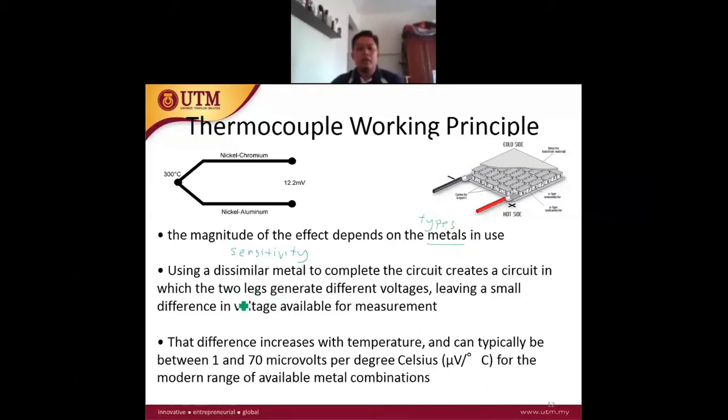Okay, so I have explained how we use two dissimilar metal alloy combinations to complete a circuit, and then how we measure the voltage at the open terminal. Then we can measure the output voltage from that open terminal. But in the last lecture, yesterday's lecture, the thermocouple is categorized as an active transducer.